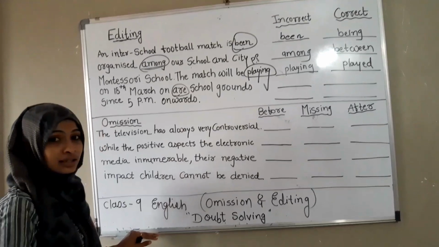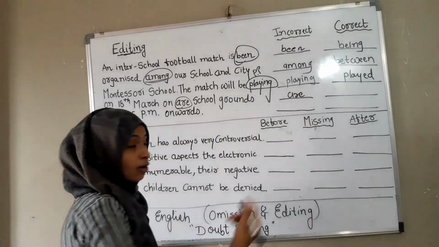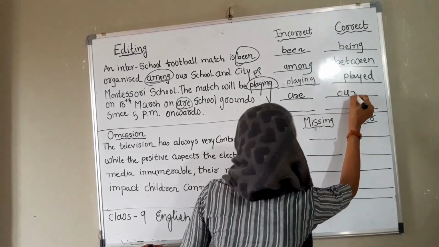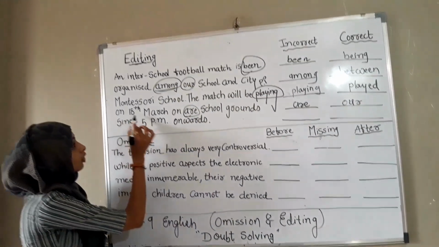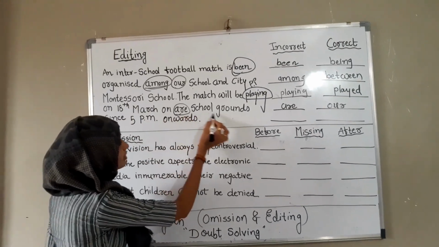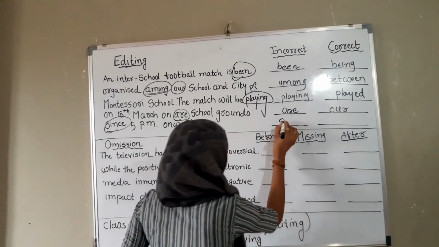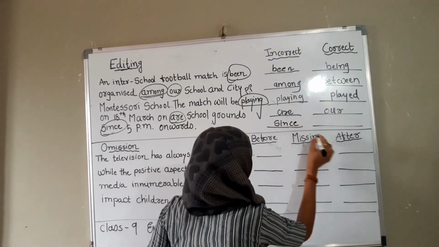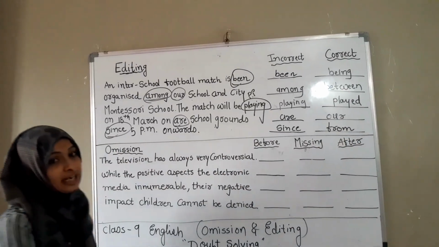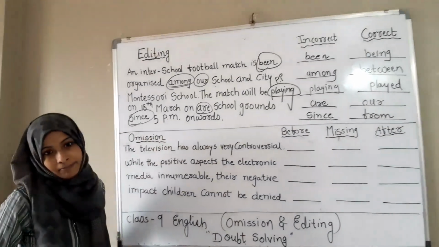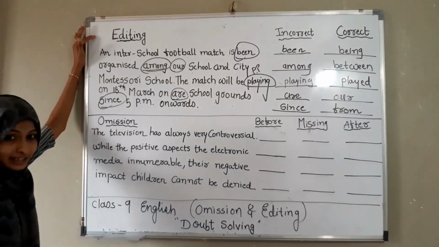Here R will not come. What will come? R is incorrect. O-U-R will come, because it is given a. So here, on the 18th March on our school grounds, since it is incorrect, so we'll write it here. What will come? From. Since will be used for years and from will be used for the time. So understood? This is the example of editing.